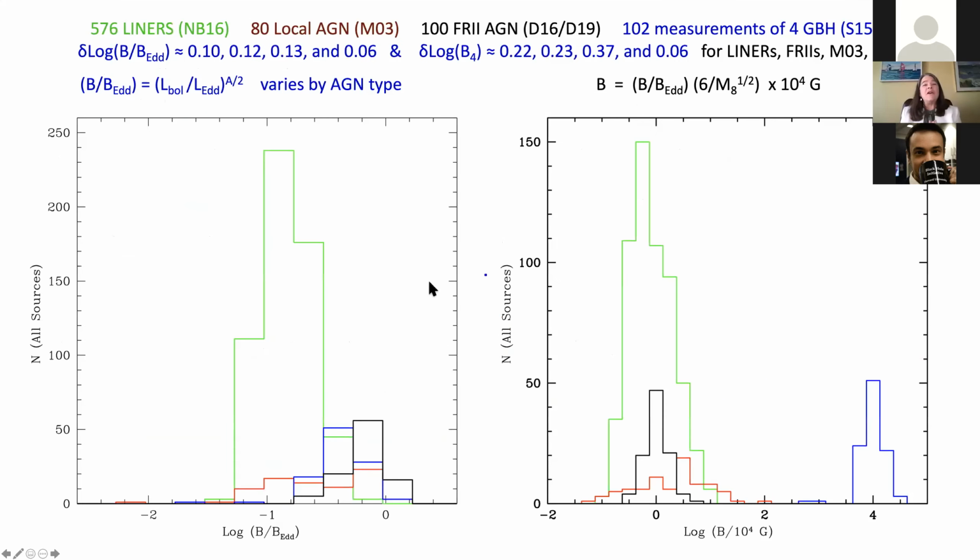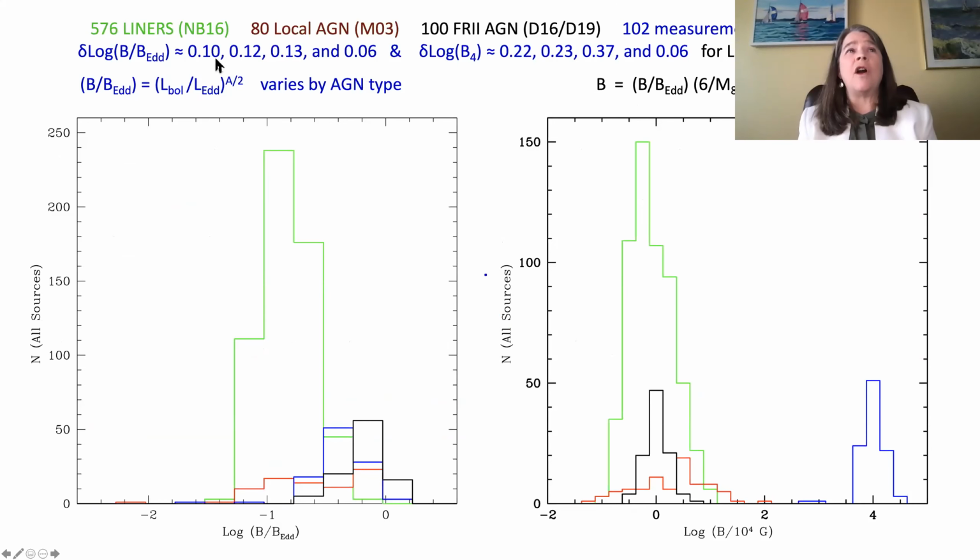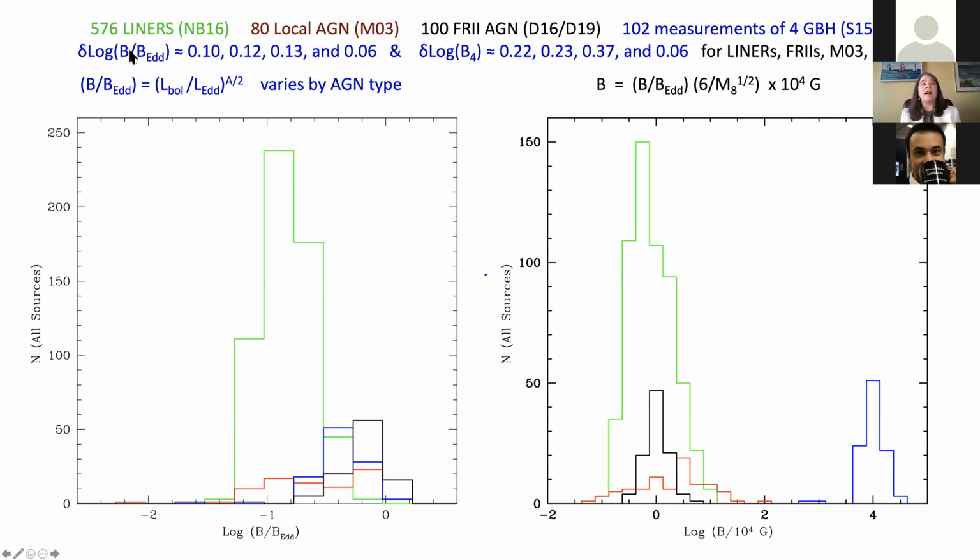All right, so here are the empirical results for B over B_Edd in terms of L_bol over L_Edd to the 1/2 power. And in terms of uncertainties, here are the uncertainties of log of B over B_Edd for the different samples. In order, it's the LINERs, the FR2s, the Merloni et al. 2003 sample, and the galactic black holes. I refer to the stellar mass black holes that are in our galaxy as galactic black holes. They have masses of around 10 solar masses.